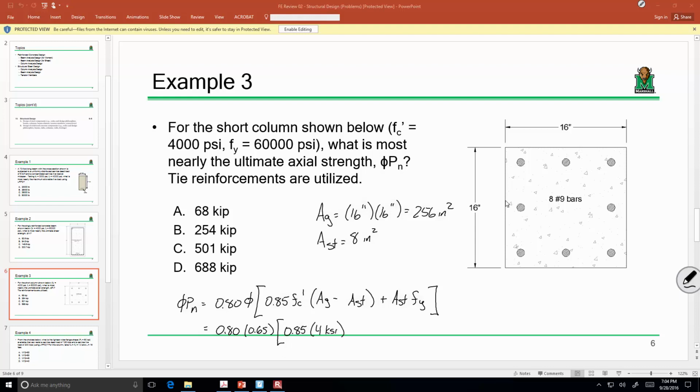So basically what we're saying is it's the ultimate capacity of the concrete, which there's not 256 square inches of concrete there. There's 256 minus the steel, right? So that's why we're doing Ag minus Ast. So 256 minus 8, that's what, 248? Plus 60 ksi times 8 square inches. What's that? That's a lot of numbers.